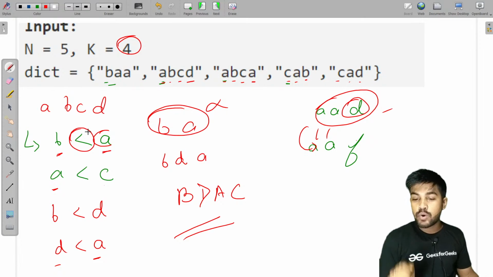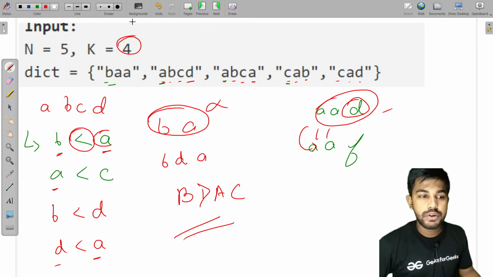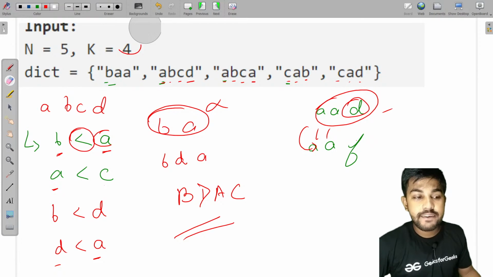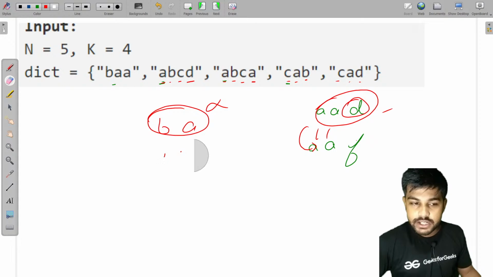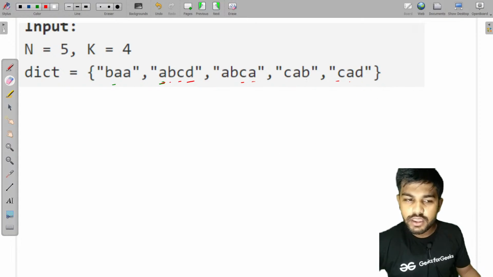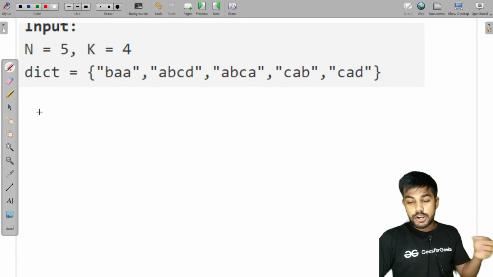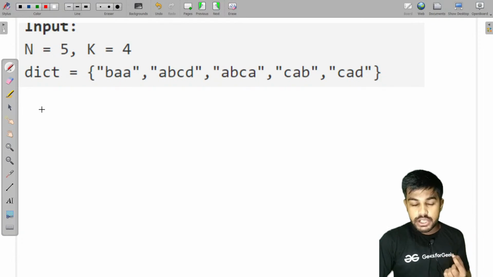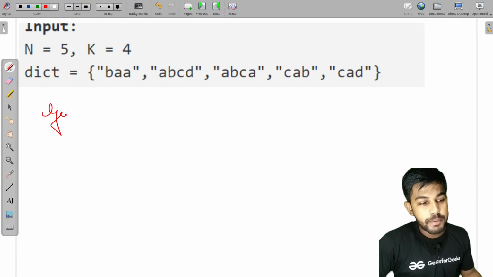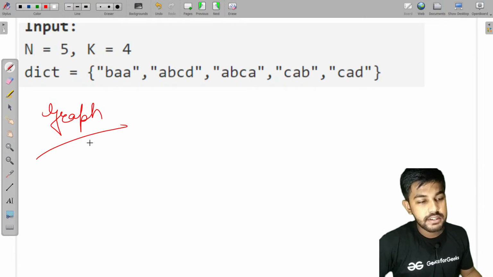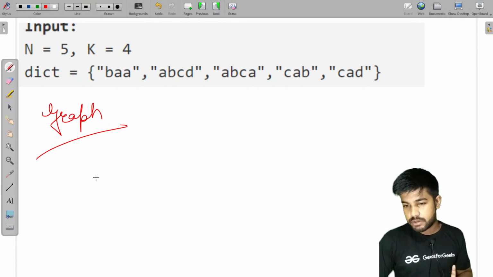Whenever we talk about relations in programming, we talk about one thing. What is that one thing? Can you please tell me fast? This class is getting too interesting now. Whenever we talk about relations in programming, we talk about one thing that is known as a graph. This is the first thing that should come to our mind.